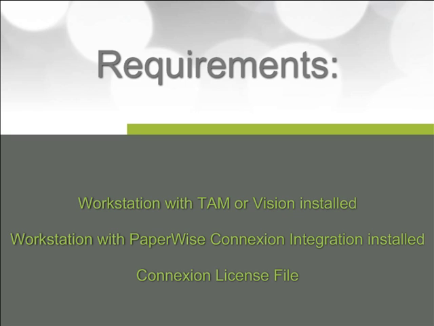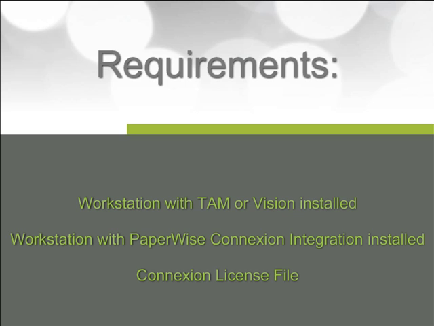You should then receive the license in an email from Applied within 1 business day. The email should have a zip file attached. This zip file contains your connection license. The first step is to extract the contents of the zip file. Once you've extracted the zip file, you should have a file called license.exe.